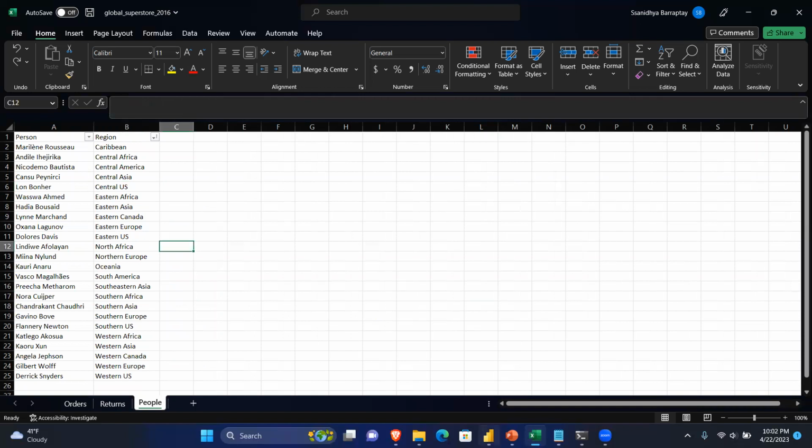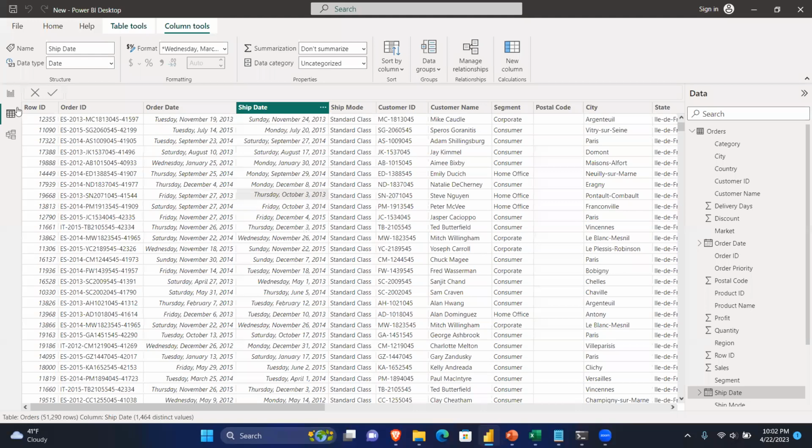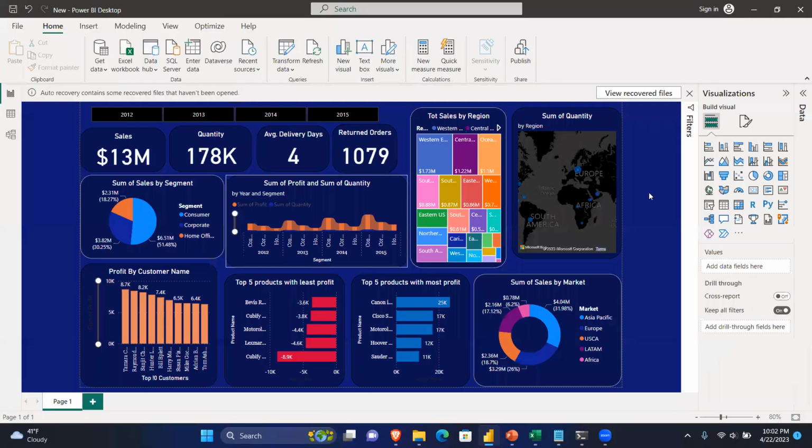Now I will take you to the Power BI dashboard which I created. So yeah, this is my Power BI dashboard. This is what my dashboard looks like for the Global Superstore dataset. This dashboard basically shows some insights of the amount of sales from the year 2012 to 2015.